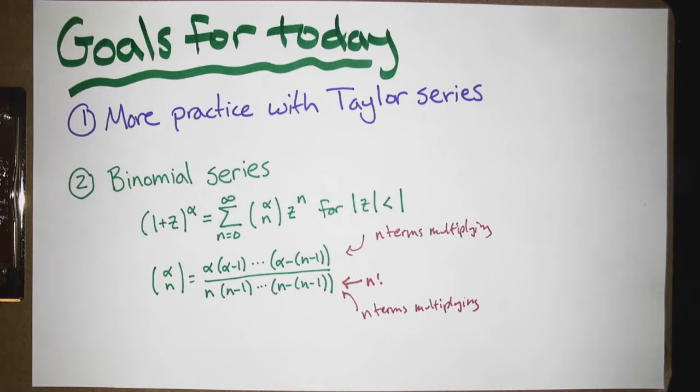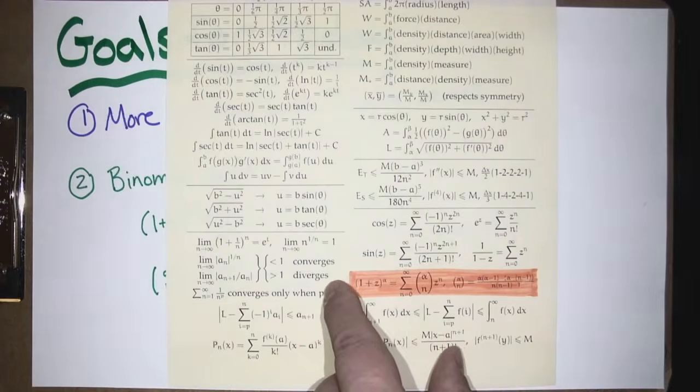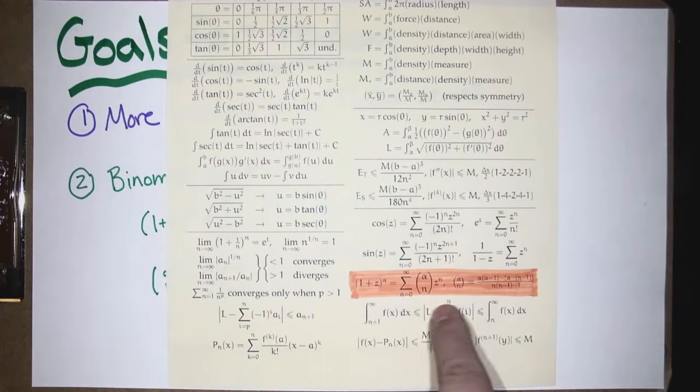And once you understand that, it's like, oh, that's not so bad. That's a lot easier than people may make it seem. And I will point out, this is on the formula sheet, right below the other Taylor series. And with that formula, we now have finished the formula sheet.